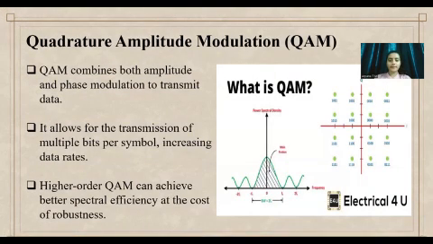QAM, quadrature amplitude modulation. Quadrature amplitude modulation combines both amplitude and phase modulation in order to transmit data. It also allows the transmission of multiple bits per symbol, increasing the data rates. Higher order QAM may achieve better spectral efficiency at the cost of robustness. As we can observe in this image, what we have explained in the sentence is shown in the image: with a higher order QAM, we achieve better spectral efficiency.